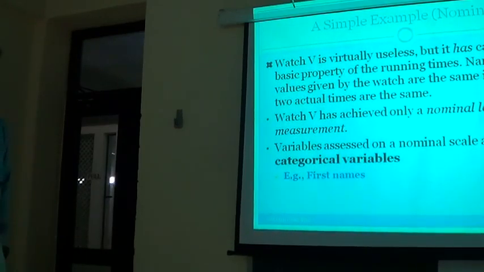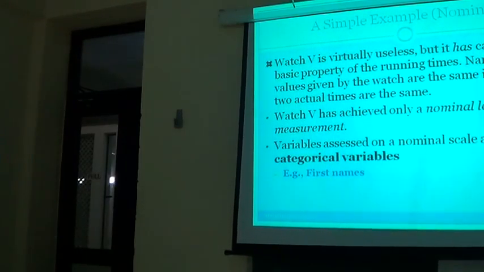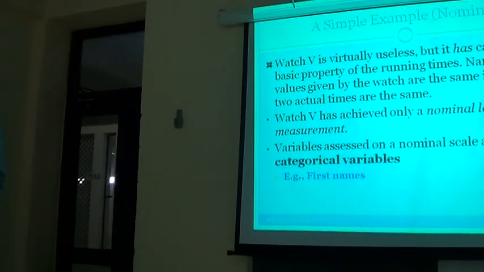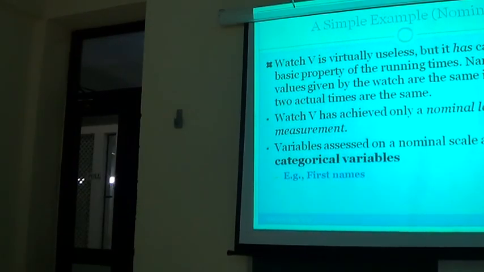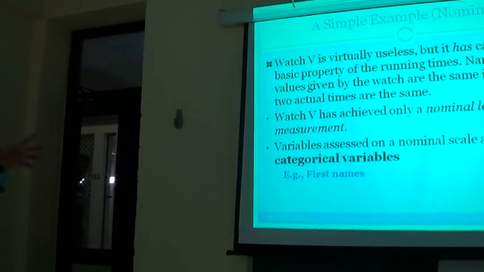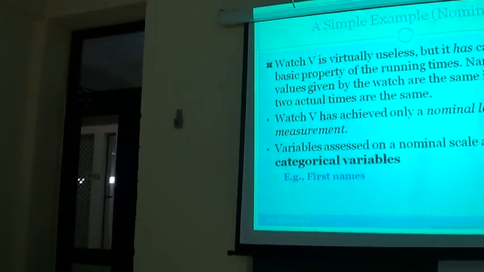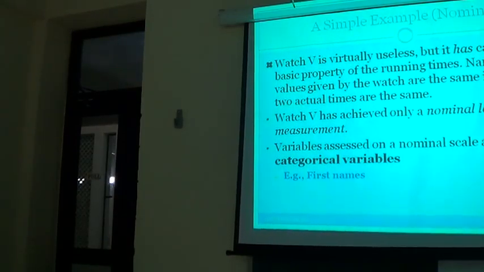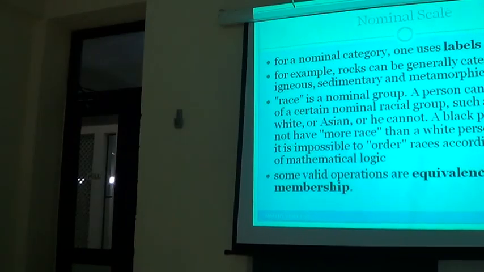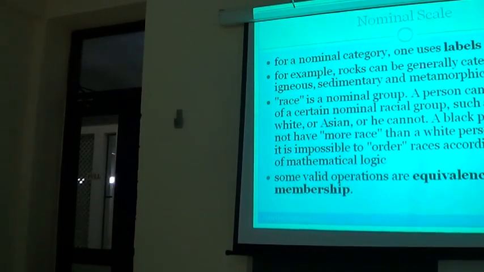For example, first names of the class. Again, that's a category. Good or bad, again, it's another category. Two bins you're putting, good bin, bad bin. Same bin, different bin. Effective drug, not effective drug. So these are all categorical variables, right? You're putting in categories, there are no absolute numbers there. So there are only labels.